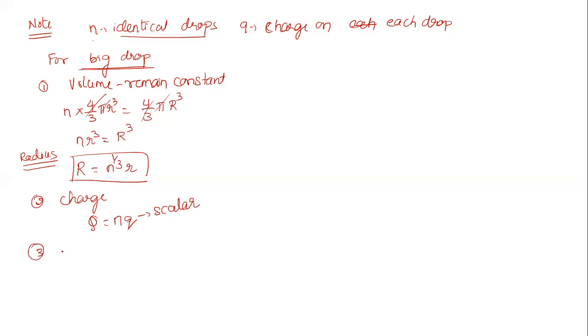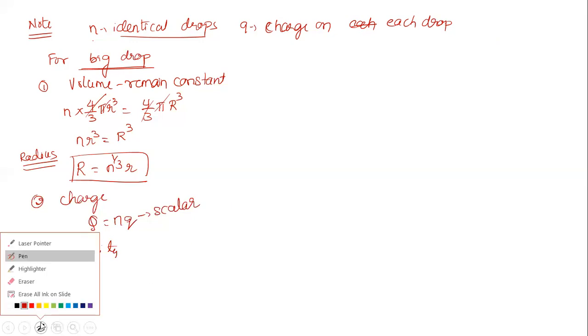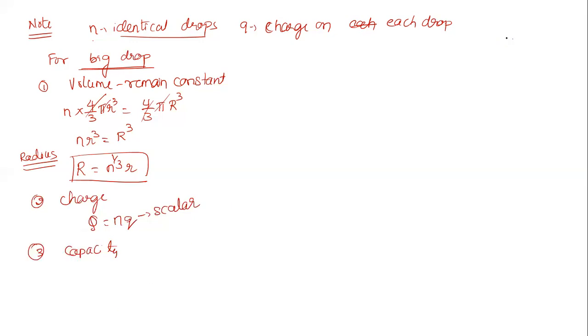If you look at the third one, what will happen? Capacity. Now, capacity means capacitance. As we know, what is the capacitance of a spherical drop? Do you know the formula? Look now, I'll write the small formula here. There is a sphere of radius, let's say, r. What is the potential on the surface? It is q by 4 pi epsilon naught times r.